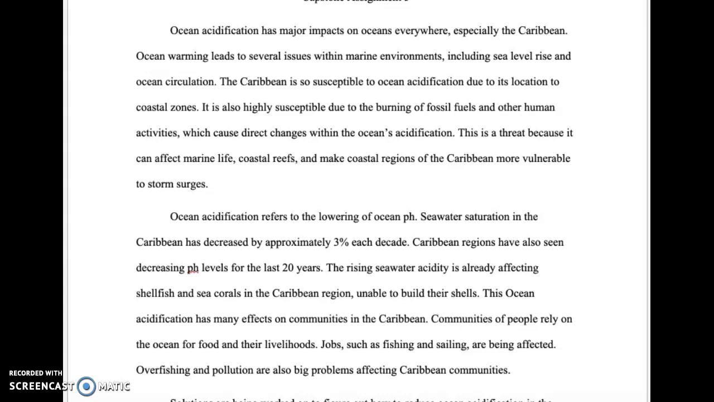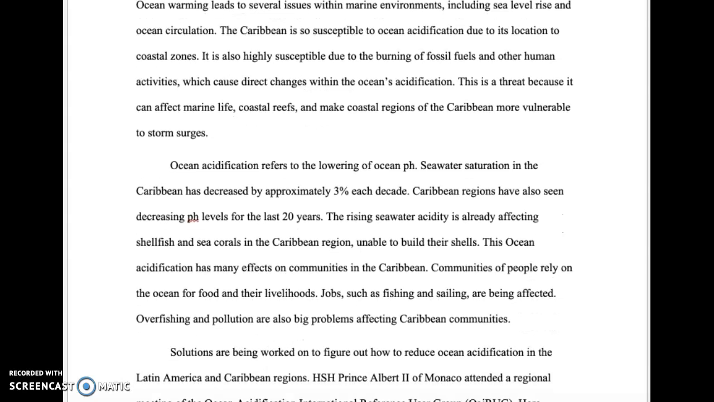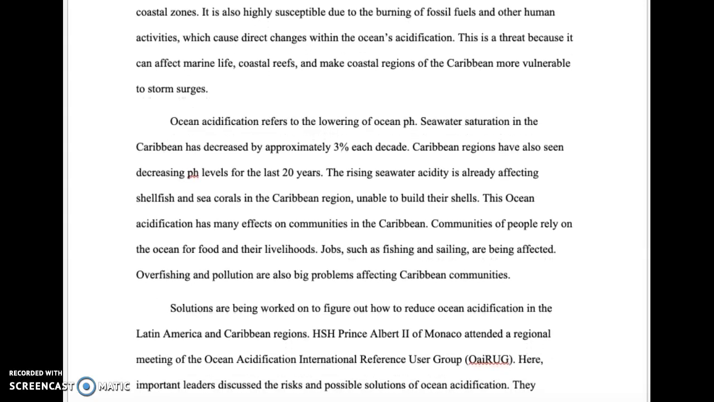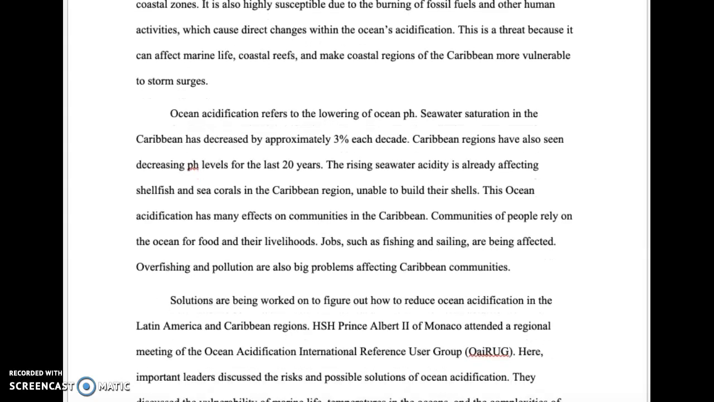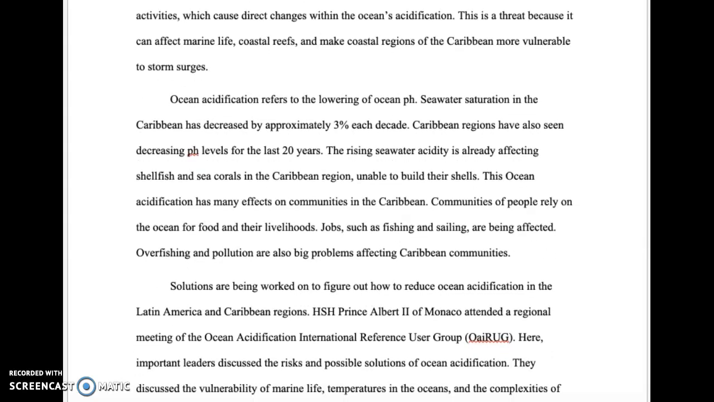It is also highly susceptible due to the burning of fossil fuels and other human activities, which cause direct changes within the ocean's acidification. This is a threat because it can affect marine life, coastal reefs, and make coastal regions of the Caribbean more vulnerable to storm surges.